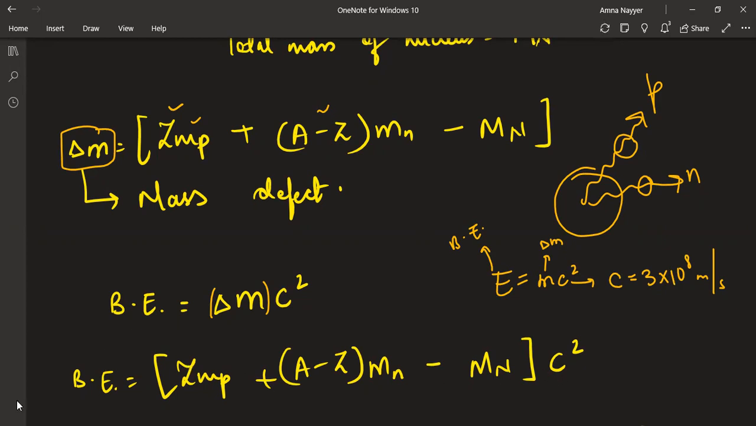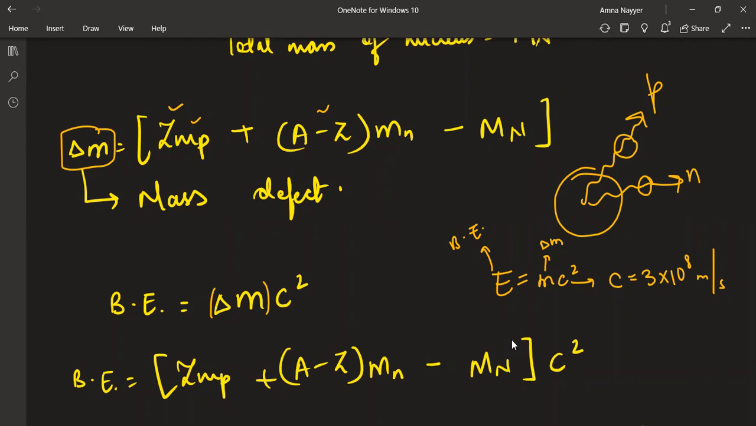So this is delta M, ZMP plus (A minus Z)MN minus the nuclear mass, into C square. Now class, one more thing. If I want to get the energy in electron volt units, when we were doing modern physics, the initial part, that is dual nature and all, what unit of energy were we using? We were using electron volt. Completely we were dependent on electron volt.